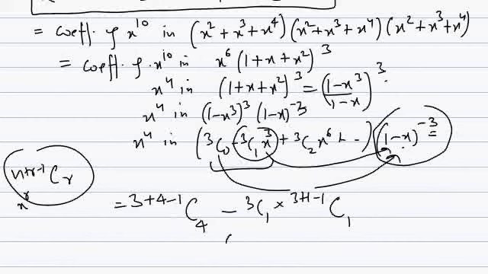So it is 6c4 minus 3 into 3c1. So you can see the number of ways is 15 minus 3 into 3, sorry, 9. So the answer is 6.